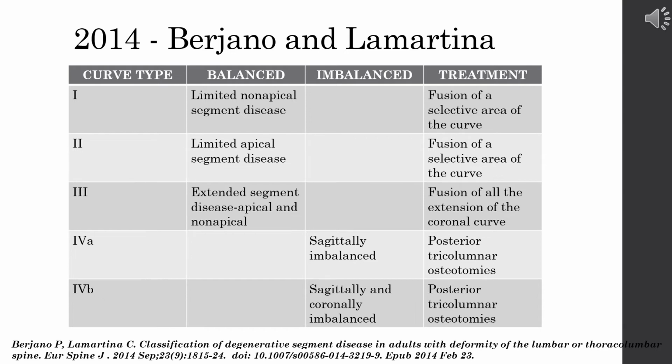Treatment suggestions were as follows. For Type 1 and Type 2, this can be treated by fusion of a selective area of the curve. Type 3 needs fusion of all the extension of the coronal curve. Type 4 usually needs aggressive corrective procedures, frequently including posterior tricolumnar osteotomies.